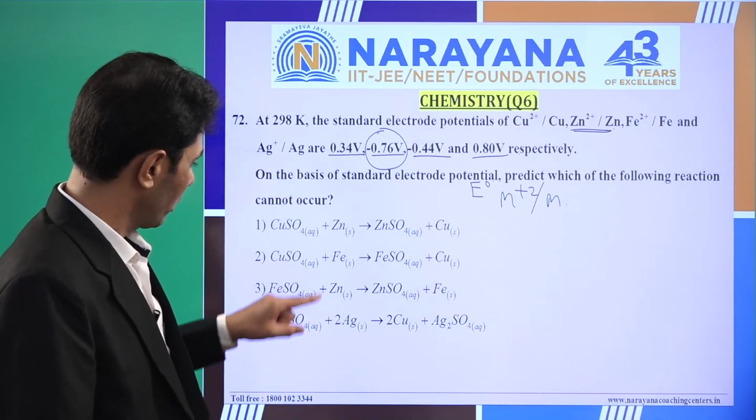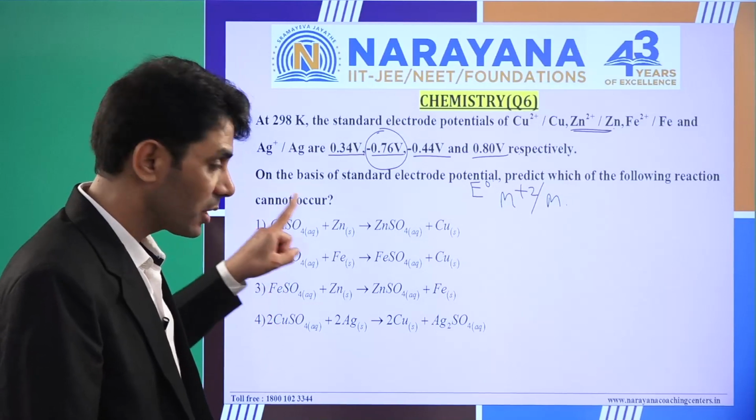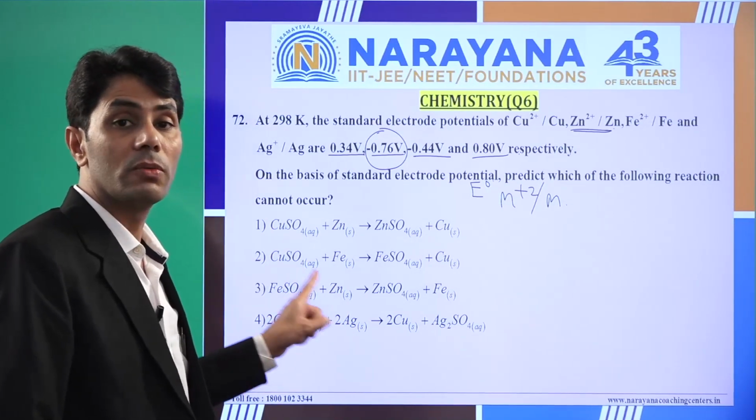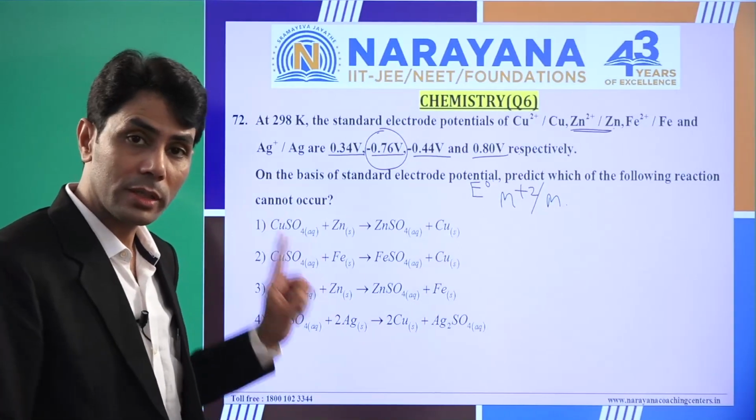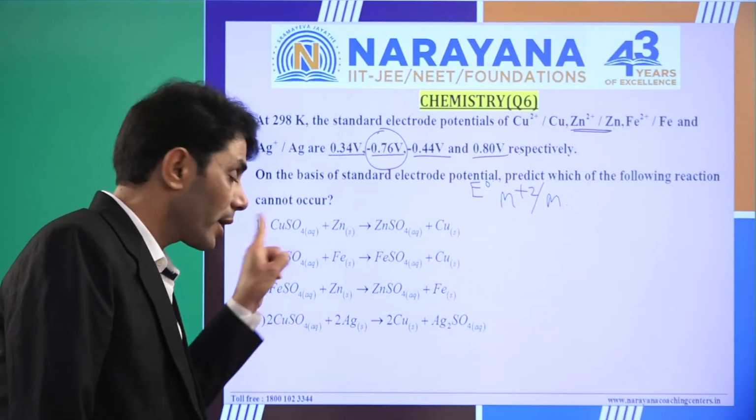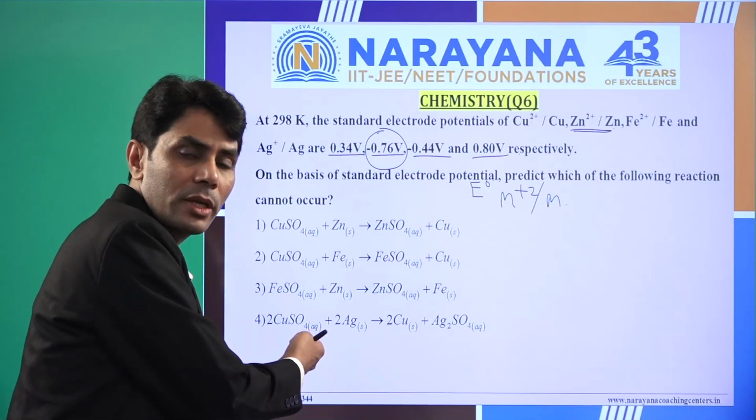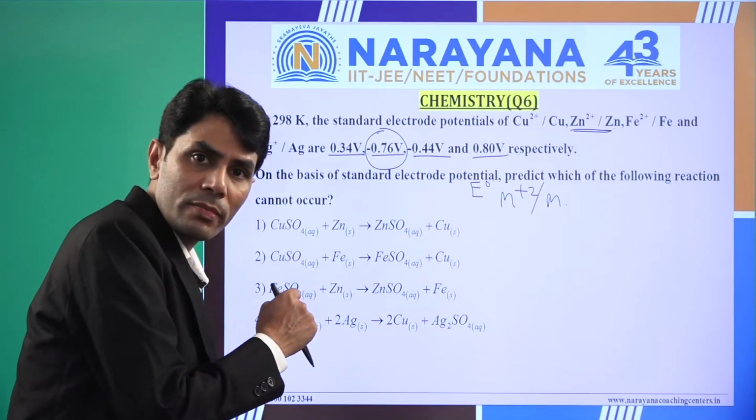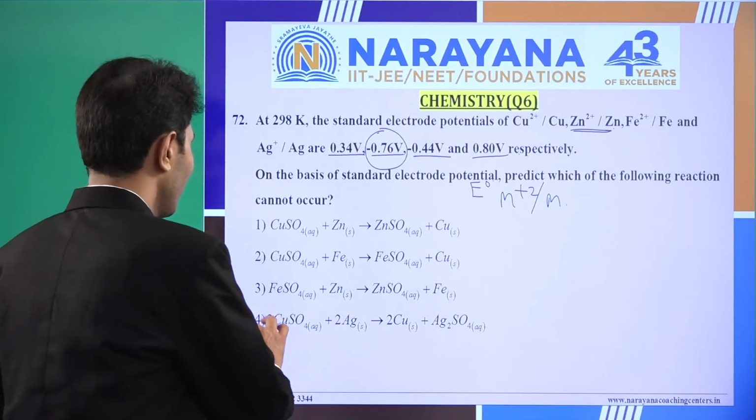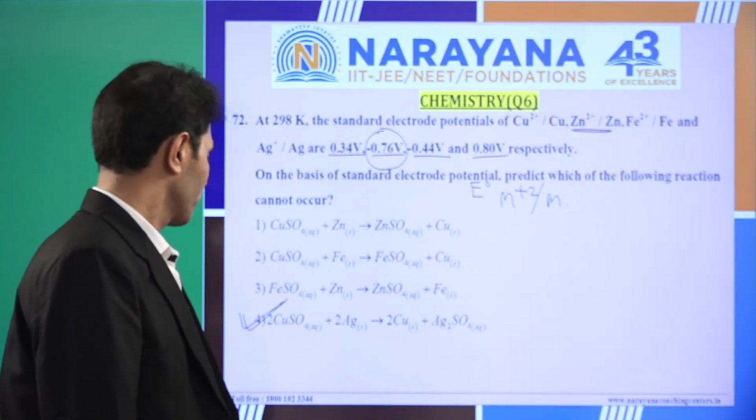In the last option, silver is displacing copper. No. Copper can displace silver from its solution, but silver cannot displace copper because silver is less reactive. In other words, higher reduction potential means oxidizer. It can oxidize copper, but copper is already in its highest oxidation state. It cannot be further oxidized and silver getting reduced is not possible. So it is the incorrect statement.